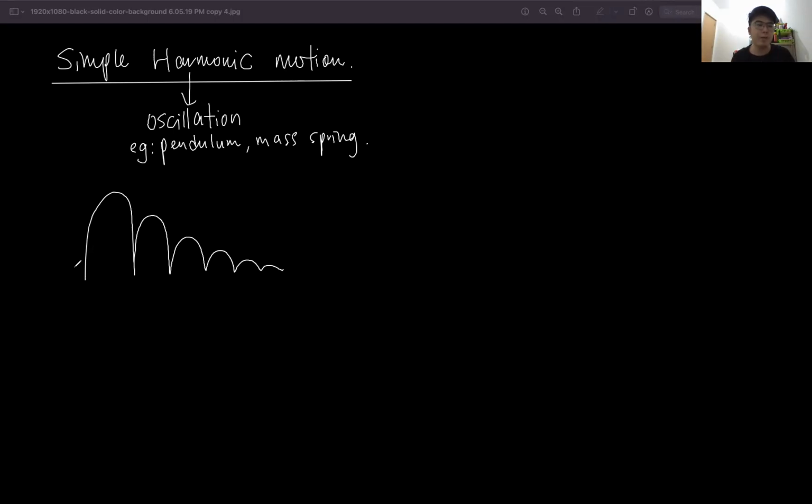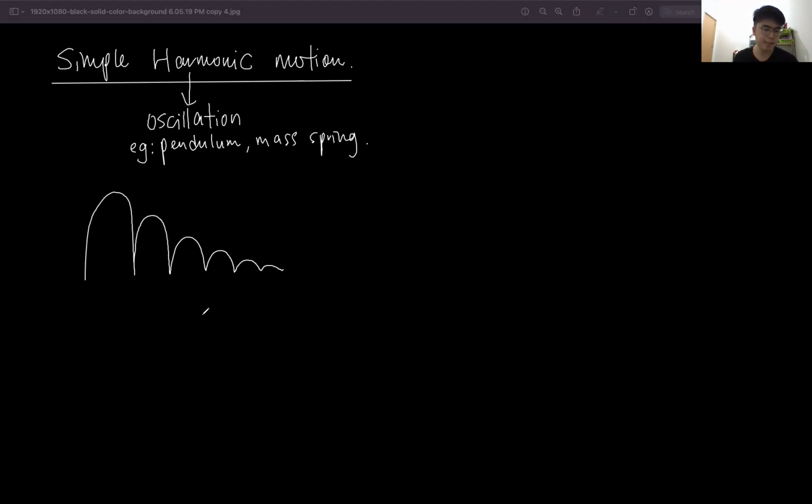But in this chapter, we're only going to focus on simple harmonic motion, okay? Which means that we don't look at all the other factors that could affect it. So again, there will be an assumption made, right? So let's take an example of a simple harmonic motion. The best way to think about it is like this.